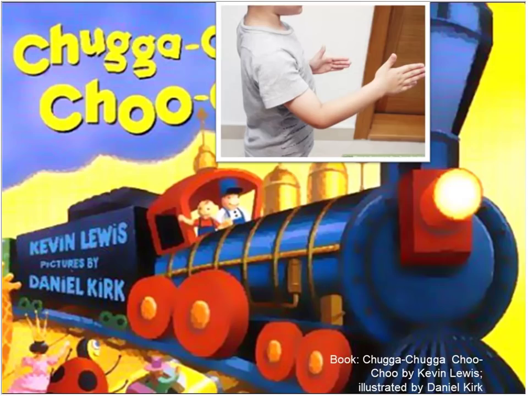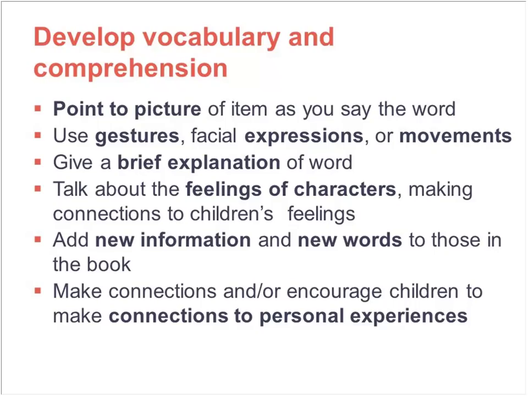And I could bring in a factual book for my next book and have them tell me what they know about trains. Here are some ways to develop vocabulary and comprehension as we read interactively. So using gestures, facial expressions, and movements to convey meaning as we read the book. Or you might actually explain a word. Having children make connections to their own experiences helps with their comprehension.